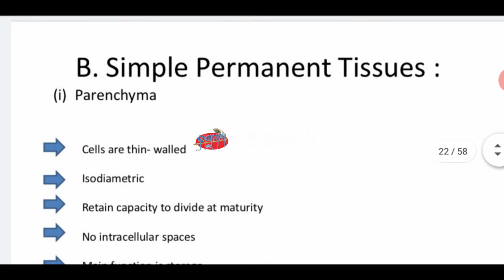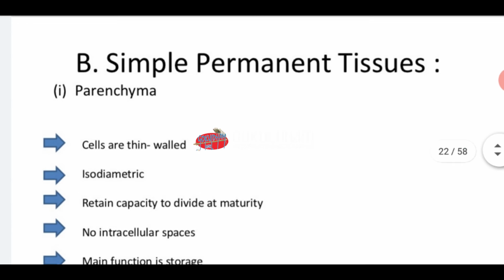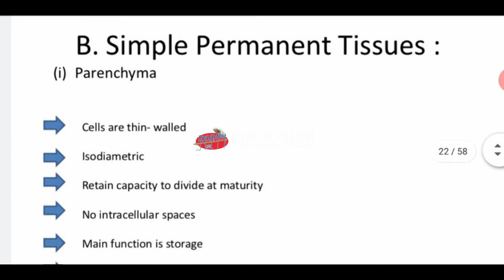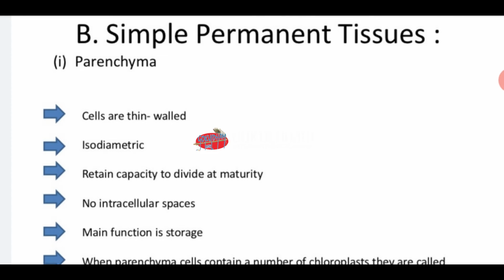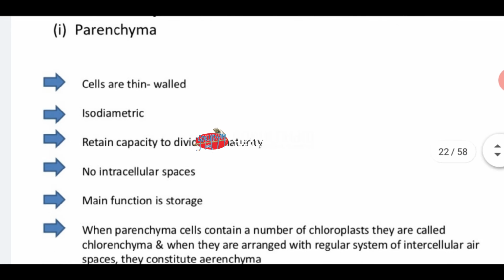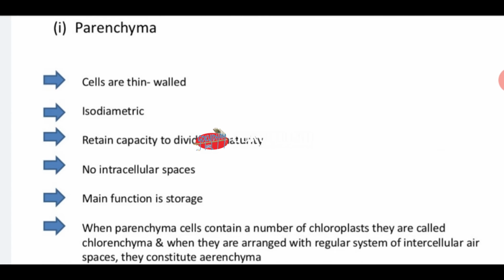So let us talk about simple permanent tissue. The first example is parenchyma. The characters of parenchyma are cell are thin wall, means the cells in parenchymatous tissue are thin. It is isodiametric and retains the capacity to divide at maturity, and no intercellular spaces are present. The main function is storage. The main function of parenchymatous tissue is to store food and other substances.